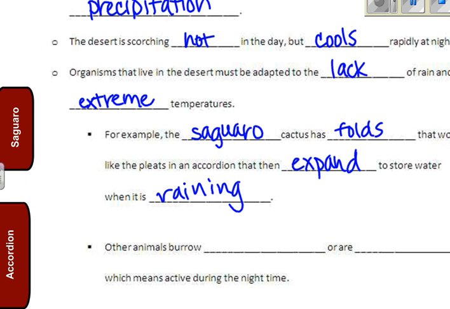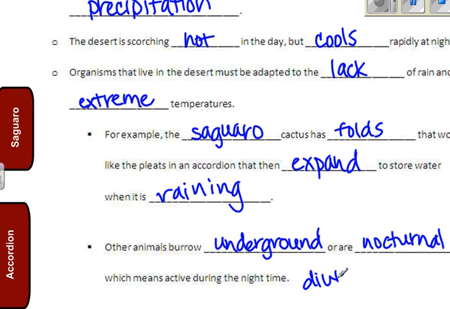Now, how do other animals cope? Well, they adapt by burrowing underground to protect themselves from the hot sun's rays, or they are nocturnal, which means that they're active at night because it's a lot cooler at nighttime. Another term that you need to know is diurnal. And diurnal means active during the day.